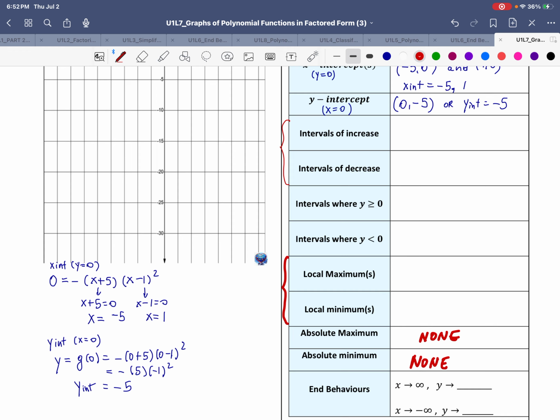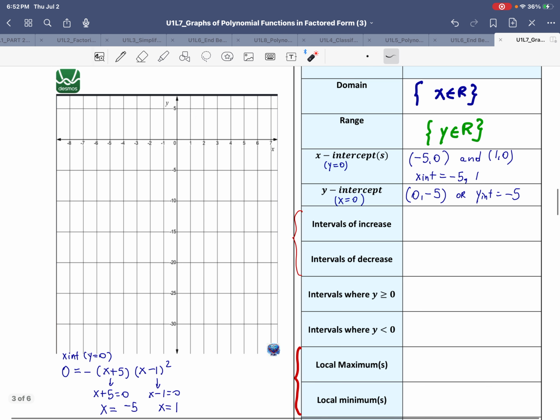Next, we will find the intervals where y is positive, 0, or negative, and the rest of the information. But before we move on, let's pull down the information we already have. So what we have is the x-intercepts. We have one x-intercept at negative 5, one x-intercept at 1, and we also have the y-intercept at negative 5.